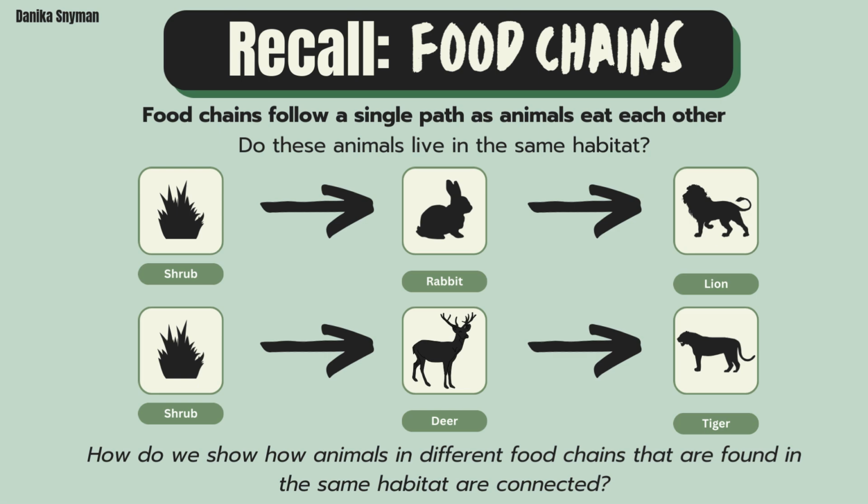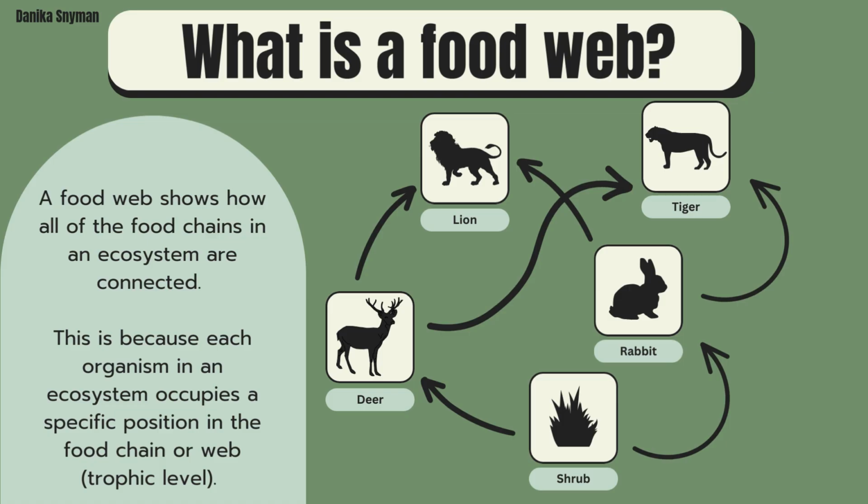But wait, what if many animals live in the same place? Can they all be part of just one food chain? No, that's where food webs come in. Let's take a look. A food web is a big picture. It shows how many food chains are connected.